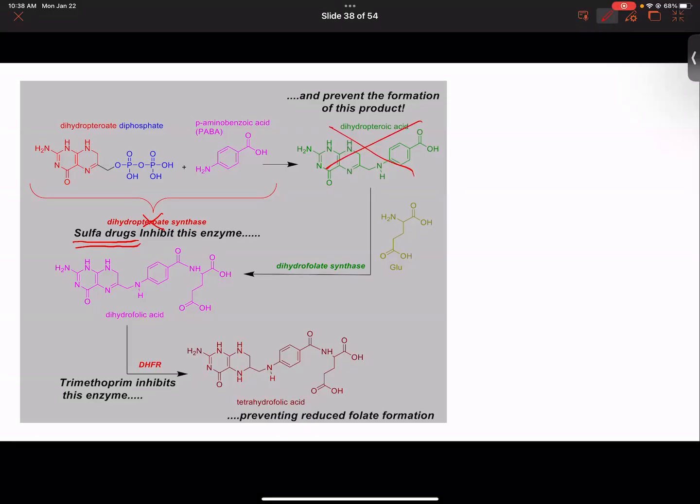All right, so sulfamethoxazole suppresses the formation of dihydropteroic acid. If we don't make dihydropteroic acid, we don't make folic acid. We don't make folic acid, we don't make tetrahydrofolic acid. You don't make thymidine.